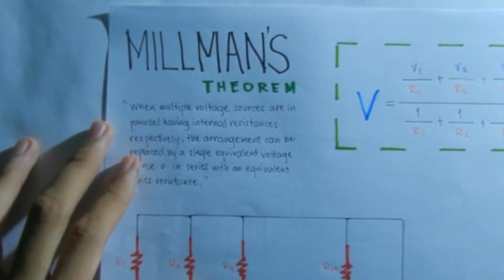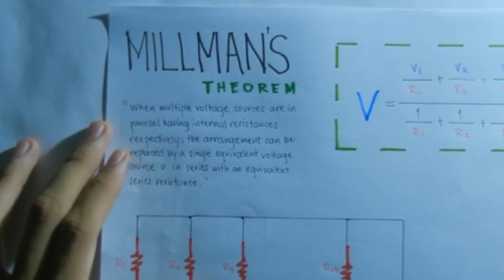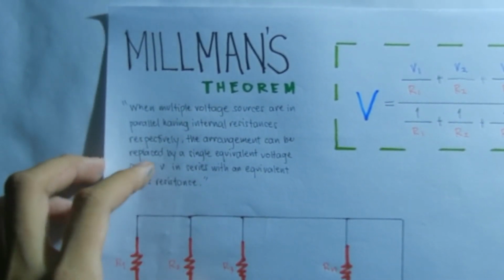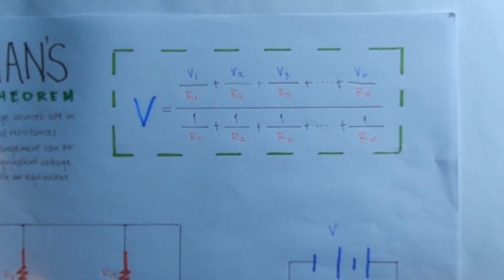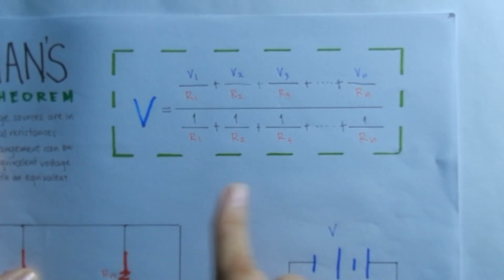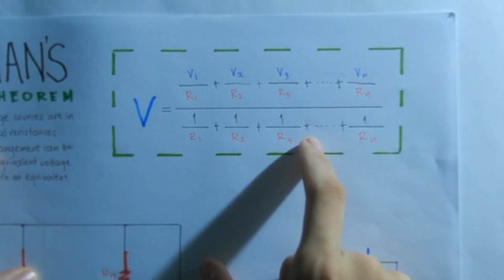Millman's theorem states that when multiple voltage sources are in parallel, having internal resistances, respectively, the arrangement can be replaced by a single equivalent voltage source V in series with an equivalent series resistance. We can summarize that statement with this equation. V equals V sub 1 over R sub 1 plus V sub 2 over R sub 2 plus V sub 3 over R sub 3 plus dot dot dot plus V sub n over R sub n, all over 1 over R sub 1 plus 1 over R sub 2 plus 1 over R sub 3 plus dot dot dot plus 1 over R sub n.